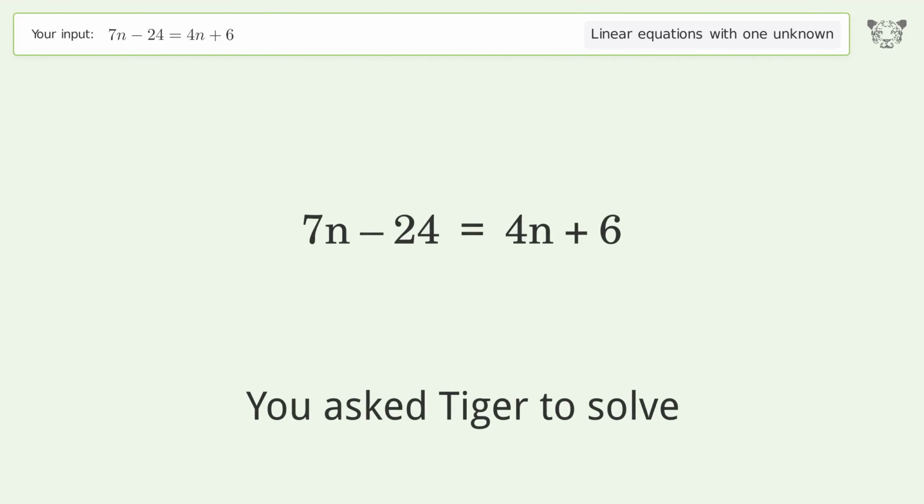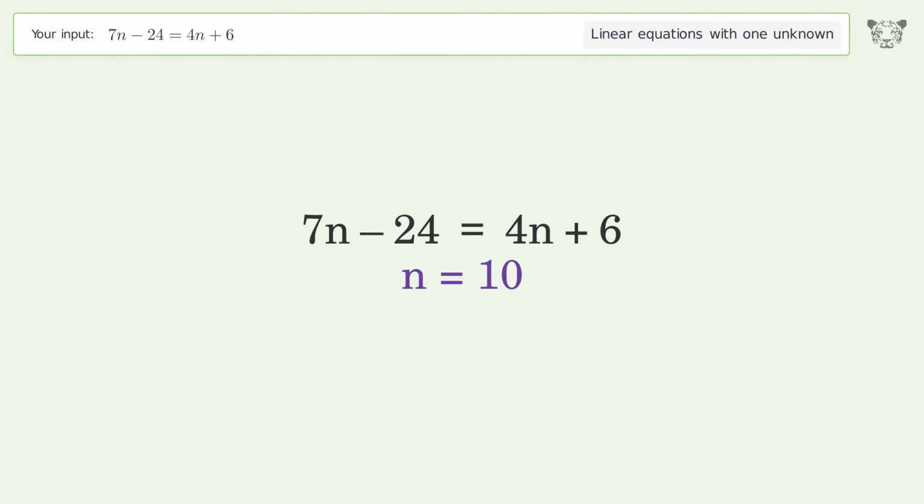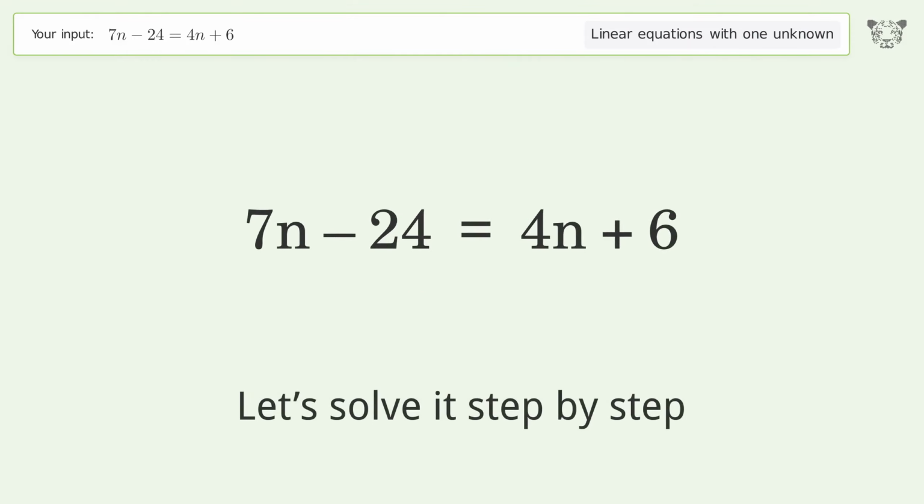You ask Tiger to solve this. It deals with linear equations with one unknown. The final result is n equals 10. Let's solve it step by step.